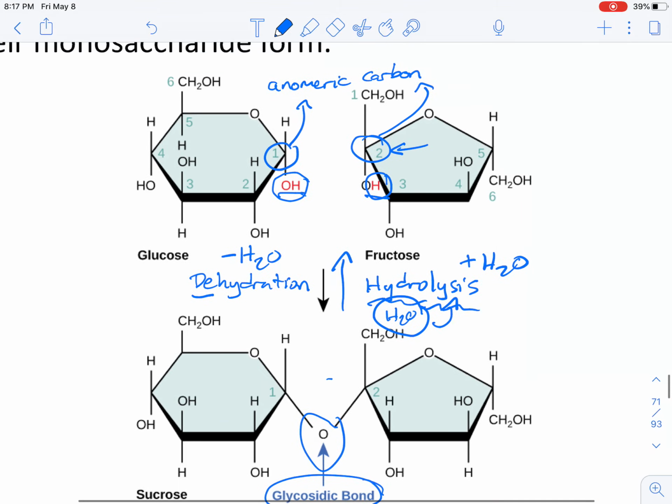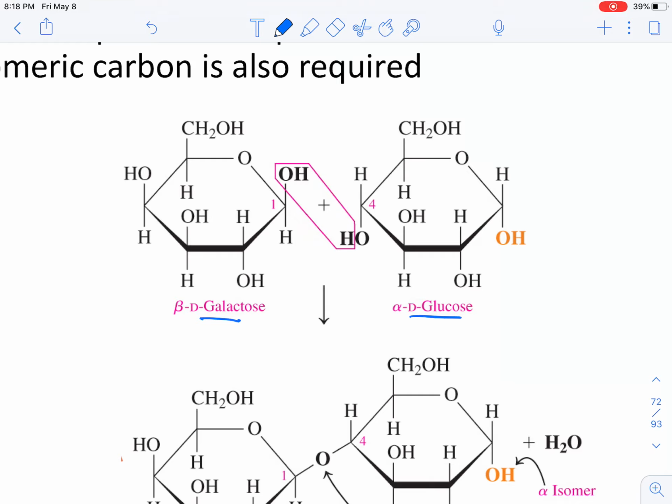All right, so let's just say that we have galactose and glucose. So by the way, if you have galactose and glucose, what disaccharide is this? And so if you had said lactose, then you're absolutely correct. And so remember that lactose is galactose and glucose. Maltose, that's two glucoses together. And sucrose is glucose and fructose.